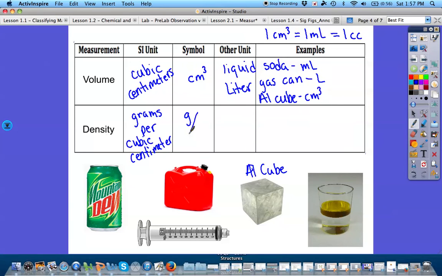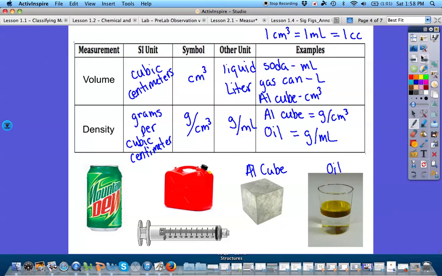So g/cm³. We can also use grams per milliliter. If we wanted to measure the density of the aluminum cube, we would typically do that in grams per cubic centimeter because it's a solid. Or if we wanted to measure the density of the vegetable oil, we would do that in grams per milliliter.